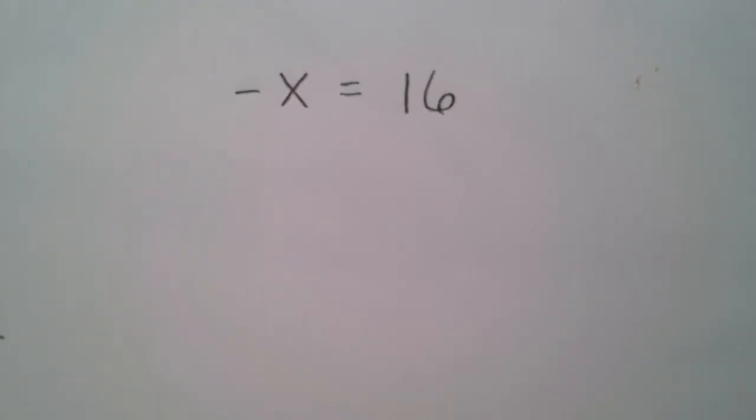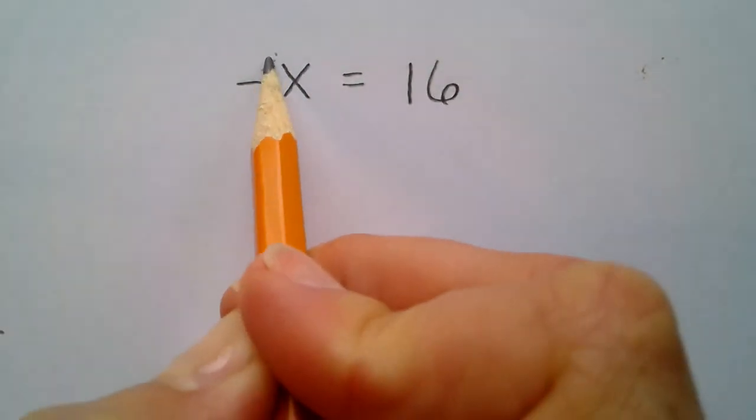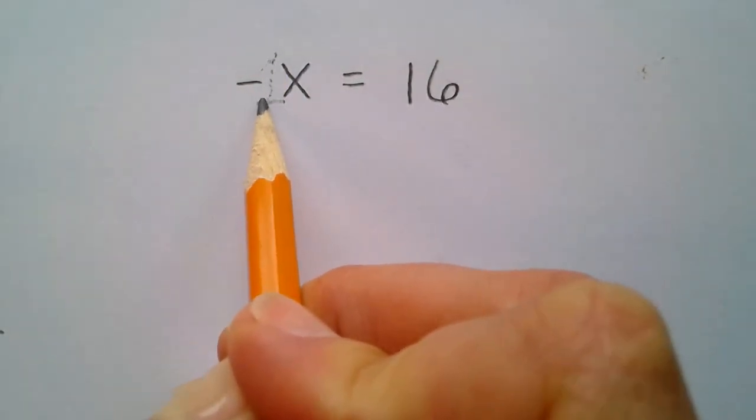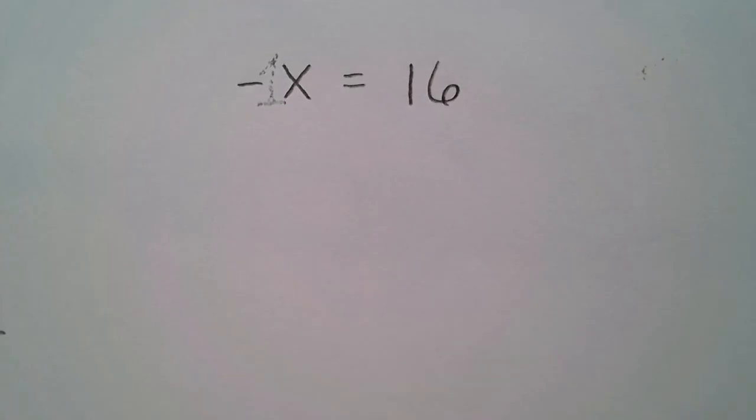Okay, think about this one. What do you think? If you thought that you were going to either divide both sides by -1 or multiply both sides by -1 to solve this, you're correct. There is an understood 1 here, right in front of this variable. We don't always write it. We just know it's there. It's like an invisible 1.